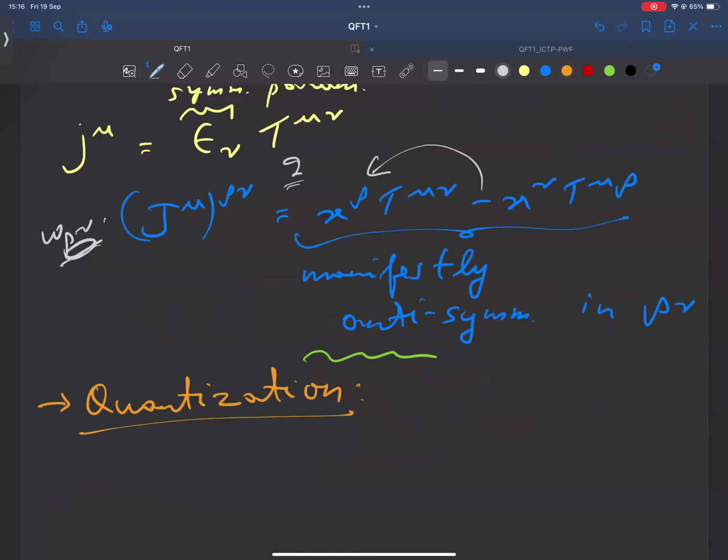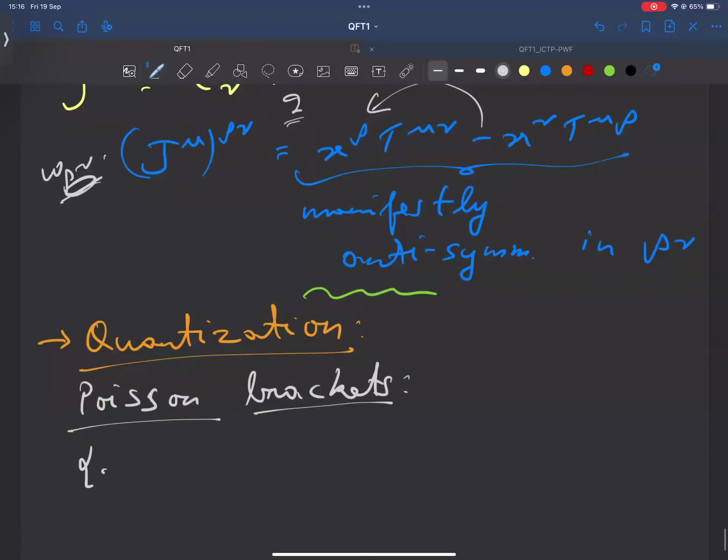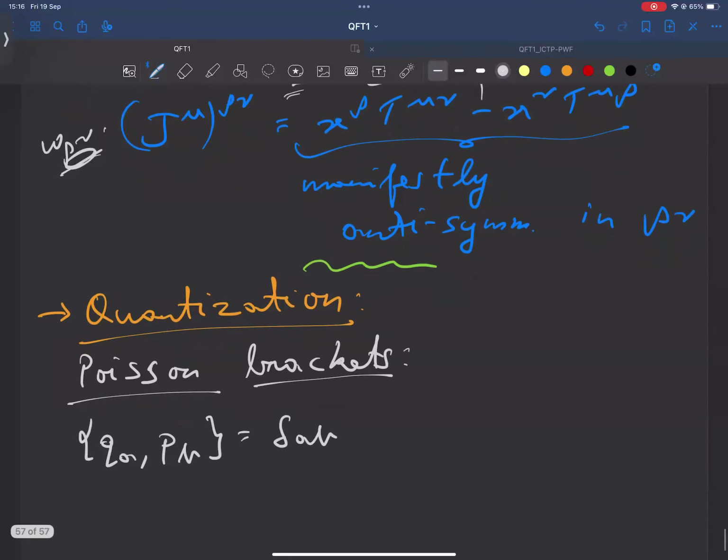in classical mechanics, what we normally have is what are called Poisson brackets. Okay, and for people who don't know, don't worry. It's just for completeness I am mentioning. But you would have seen this in your quantum mechanics course at least. So if Qi is the position and Pi is the momenta, then this is what the Poisson brackets satisfy.